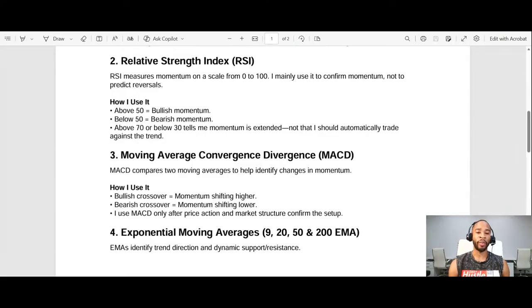Not that I should automatically trade against the trend, but RSI will help you figure out if the price is overextended or if it's trading below a key momentum level.